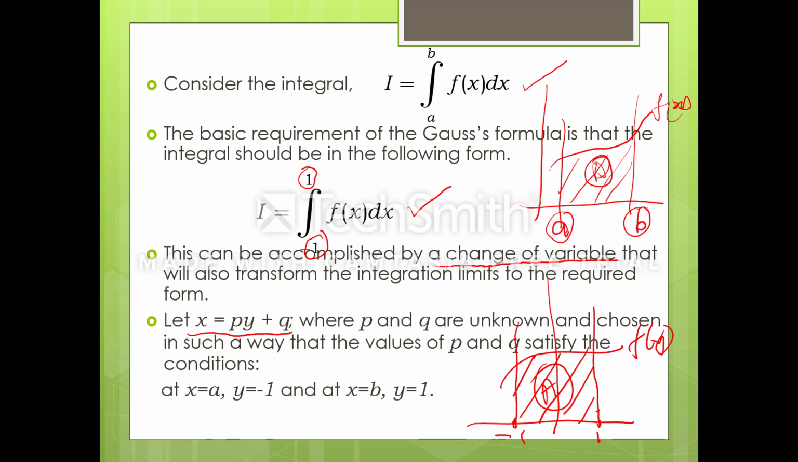x is to be changed to y, where x is equal to py plus q, and p and q are unknown, but they can be chosen such that at x equal to a, y is equal to -1, and at x equal to b, y is equal to 1. This condition is to be satisfied. This type of approximation is needed to manipulate the function such that it can be integrated from -1 to +1.